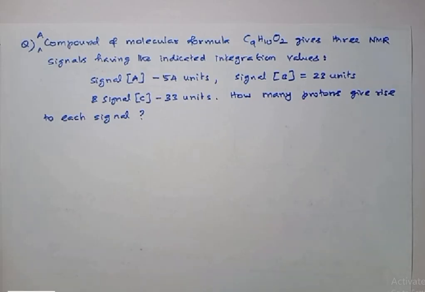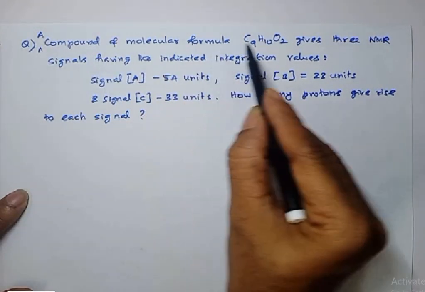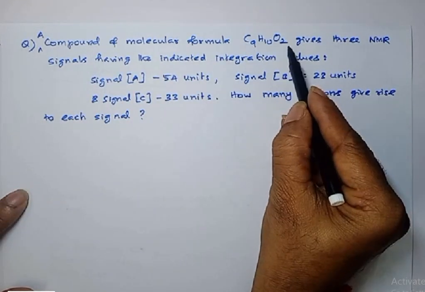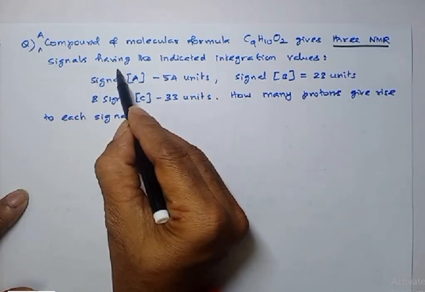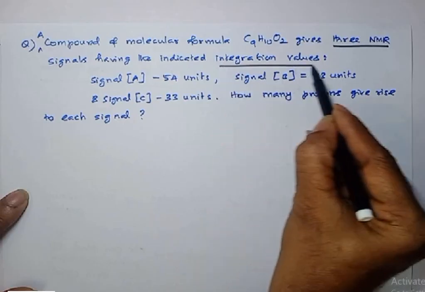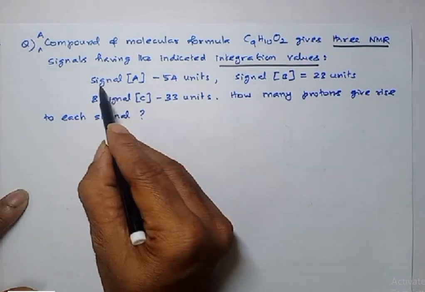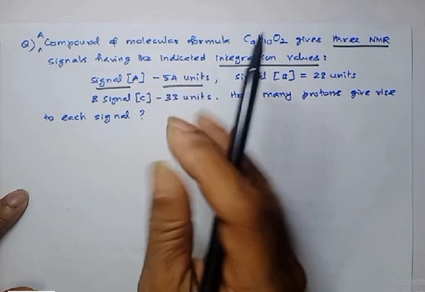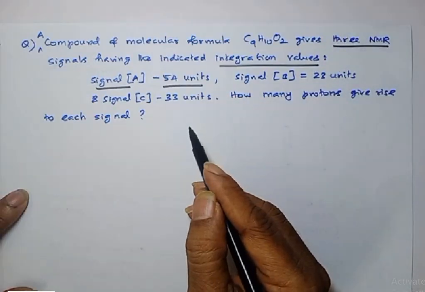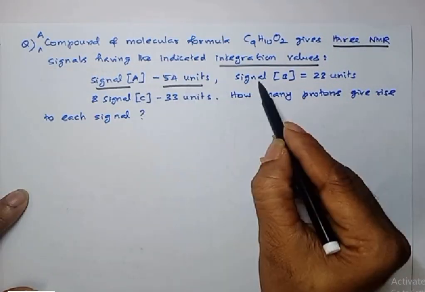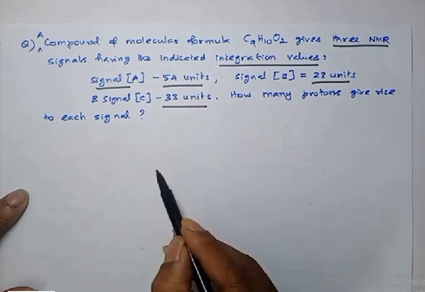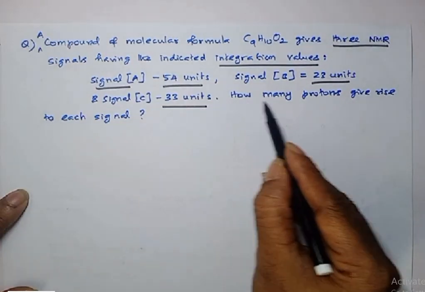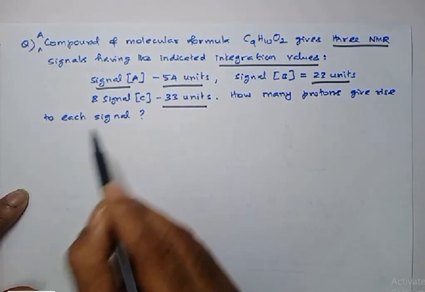Just go through this question. A compound of molecular formula C9H10O2 gives three NMR signals having the indicated integration values. Signal A has 54 units. That is the height of the step for signal A. Signal B has 23 units. Signal C has 33 units. The question asked is, how many protons give rise to each signal?